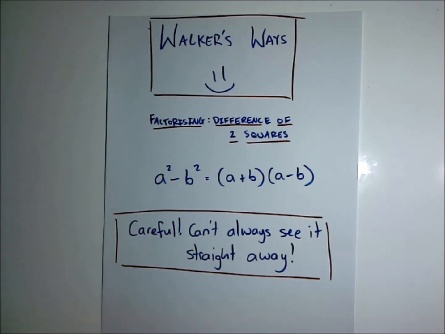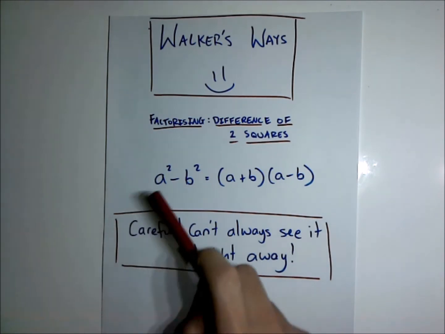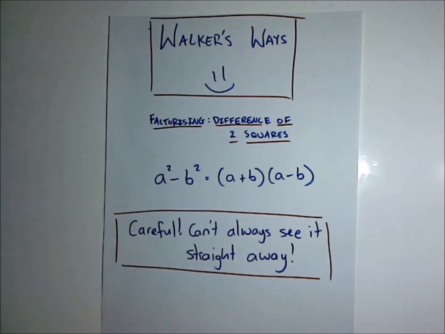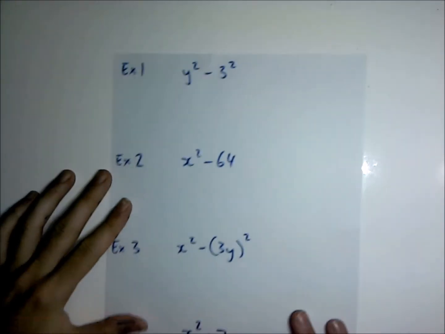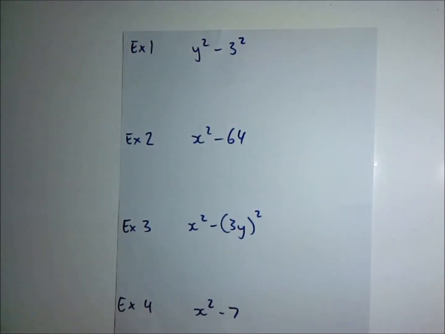Something you have to be careful of using this trick is that you don't always see it straight away. Sometimes you can't actually see the little squares, and you've got to do a little bit of thinking and a little bit of manipulation before you use it. So have a look at a couple of examples. We'll start off with some easy ones, and we'll get harder as we go.